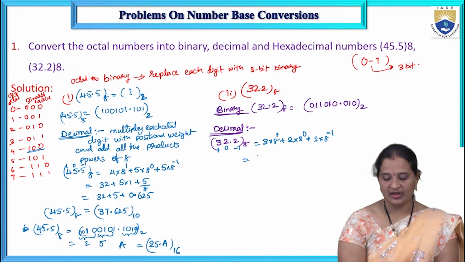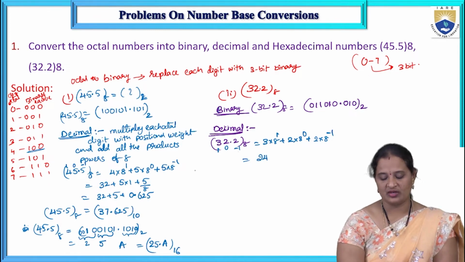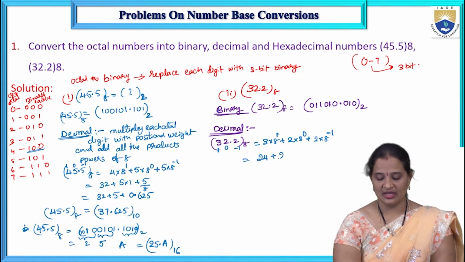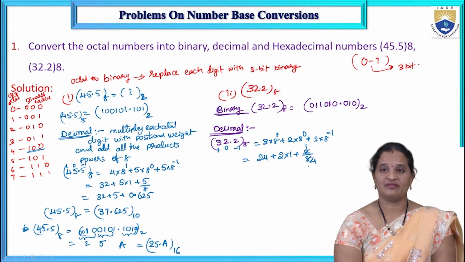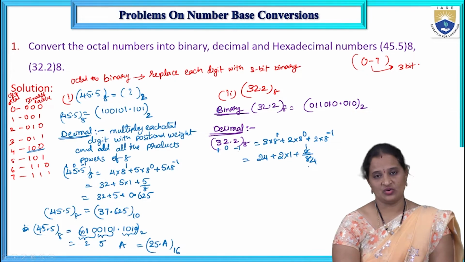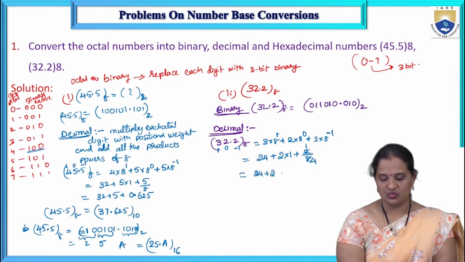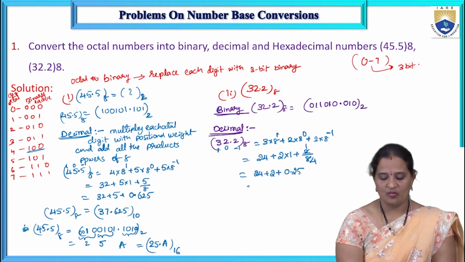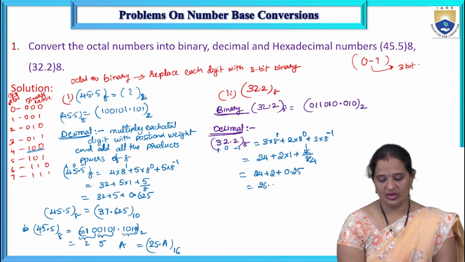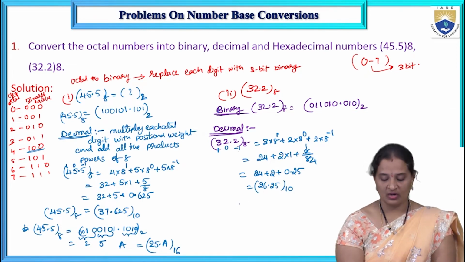3 into 8, that is 24, plus 2 into 1 plus 2 divided by 8. So 2 divided by 8 is 1 by 4. 1 by 4 is 0.25. So that is 24 plus 2 plus 0.25. So how much I'll get? 26.25. This is the decimal equivalent of the given octal number.